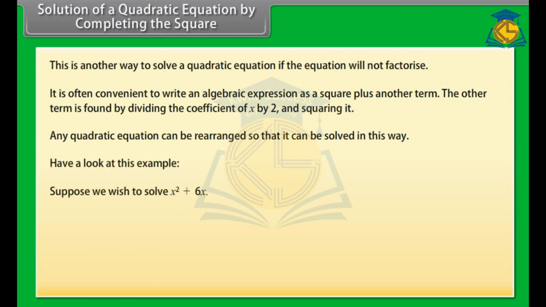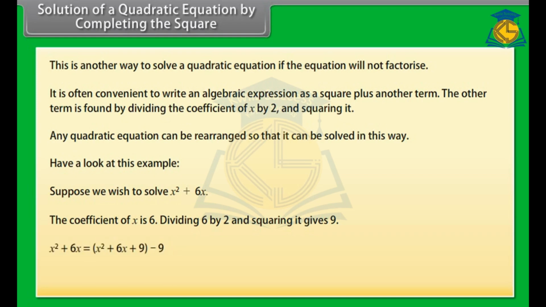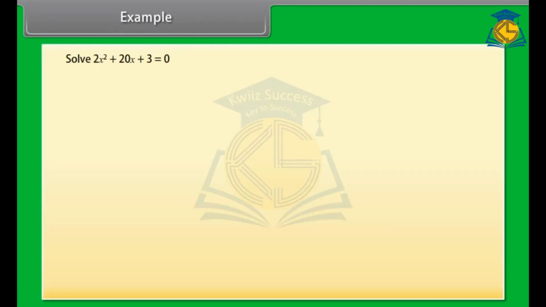Rewrite x square plus 6x as a square plus another term. The coefficient of x is 6. Dividing 6 by 2 and squaring it gives 9. x square plus 6x is equal to x square plus 6x plus 9 minus 9 equals x plus 3 whole square minus 9. Example. Solve 2x square plus 20x plus 3 is equal to 0. Rewrite 2x square plus 20x plus 3 is equal to 0 to get x square on its own.